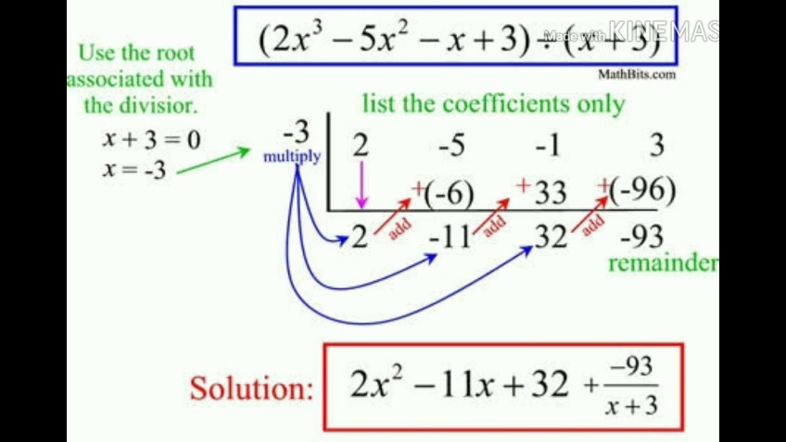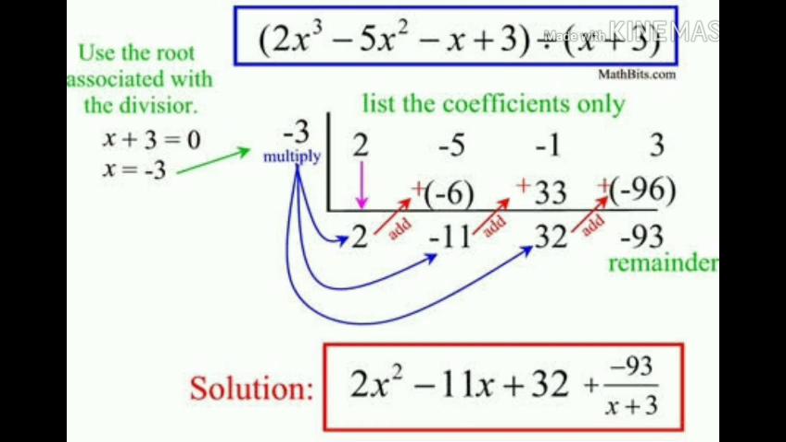And now that positive 33 will be placed below your third coefficient, which is negative 1, and add just like what you have done to negative 5 and negative 6. So negative 1 plus 33 is equal to 32. And that 32 of yours will be multiplied again to negative 3. And the product of it will be placed below the fourth coefficient. And you will add again, just like what you have done. 3 plus negative 96 is equal to negative 93. And it is already indicated there that negative 93 is your remainder.